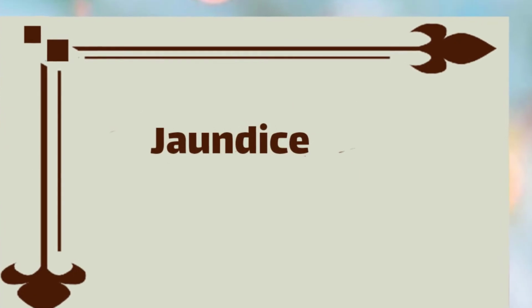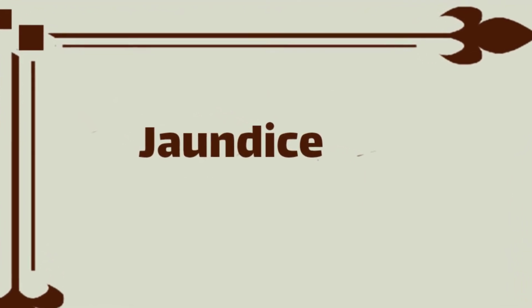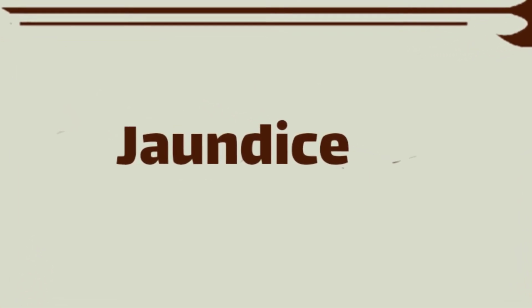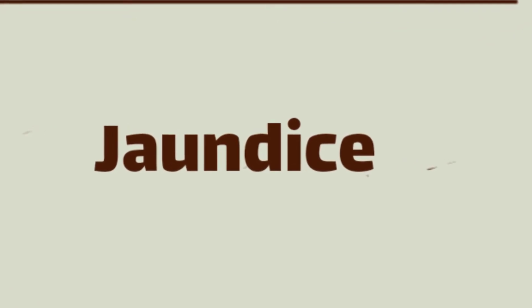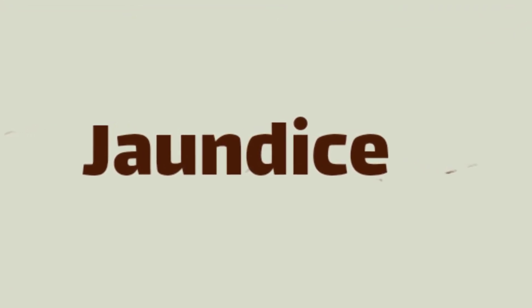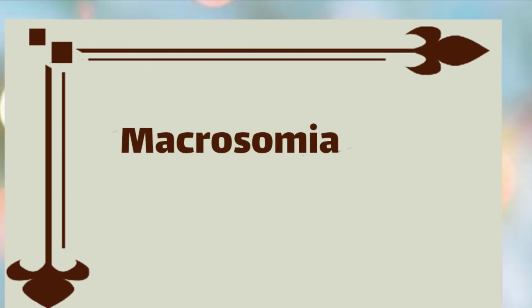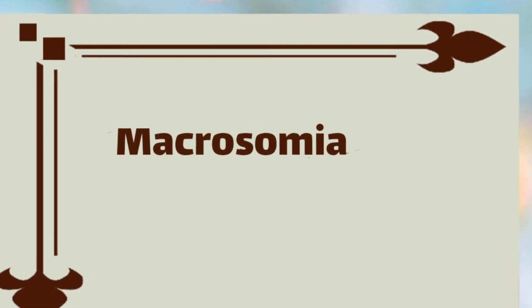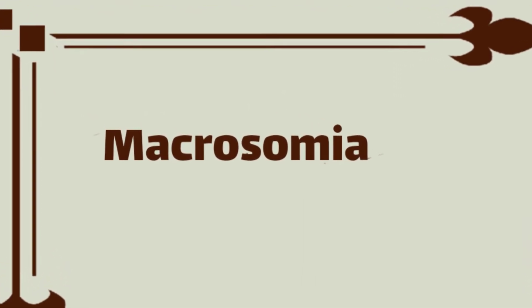Jaundice is also linked to gestational diabetes. So if your baby has jaundice, it can be a sign of gestational diabetes. Another thing that can happen with your baby is macrosomia, which I have described before, where your baby can have a large volume and extra weight.